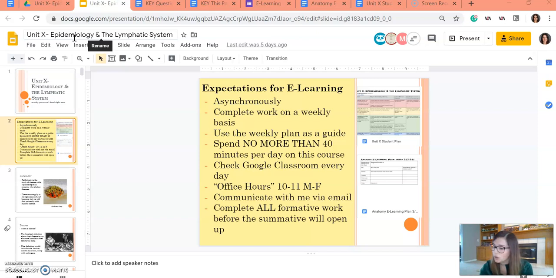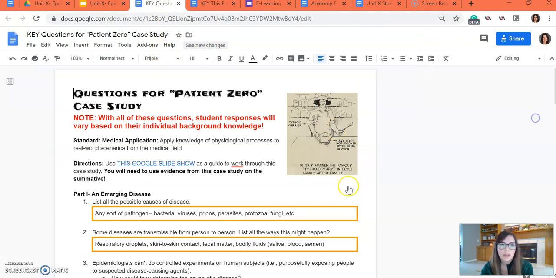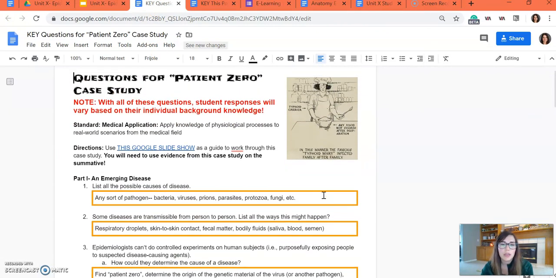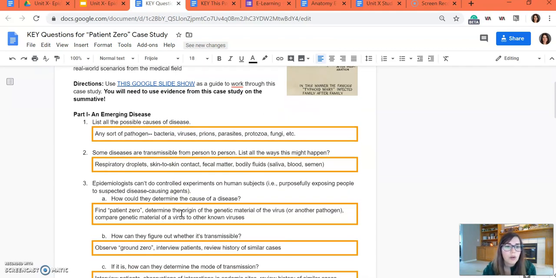All right, so let's jump into it. Here I have some sample responses from the patient 0 case study that you guys did, and this was the assignment for Thursday of last week. So part 1, and I know this case study kind of jumped all over the place. It was talking about typhoid, and then all of a sudden about HIV. But I hope at the end of the podcast, you pulled it all together, and I'll go over the main points at the end.